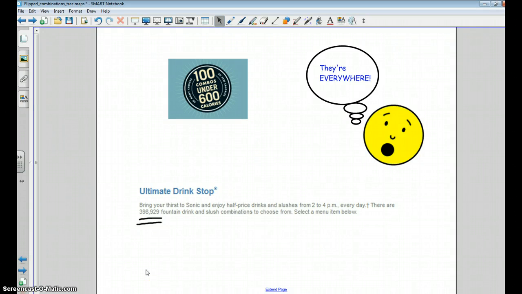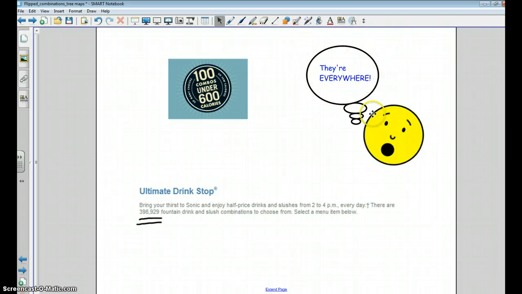Okay, so today we are going to be talking about how to find different numbers of combinations of things. If you'll see here, there's an advertisement that I saw on the Corner Bakery sign the other day, and it talked about how there are 100 different combos of menu items that you can order that have 600 calories or less. So they're talking about maybe 7 different types of sandwiches, 8 different types of soups, 4 different types of salads, and you can combine those in a bunch of different ways to make a total of 100 different meal options for under 600 calories.